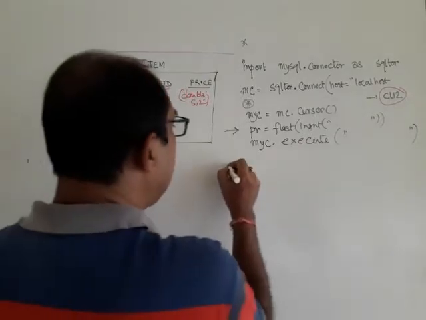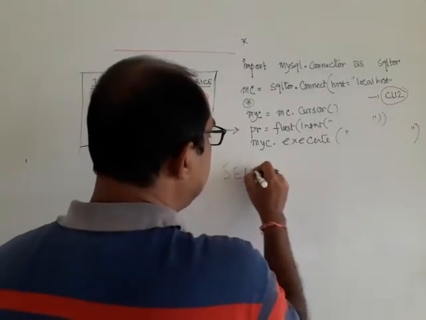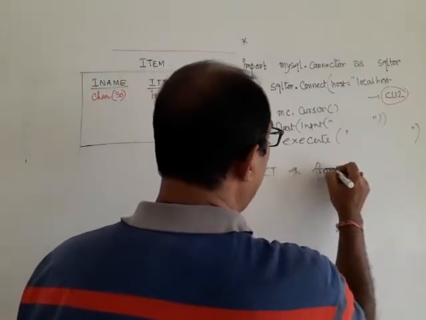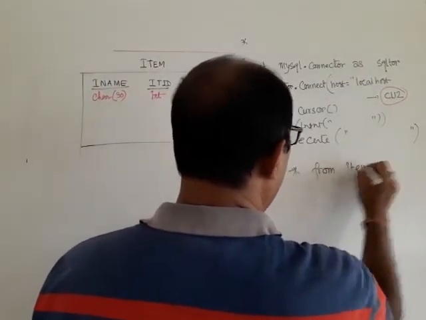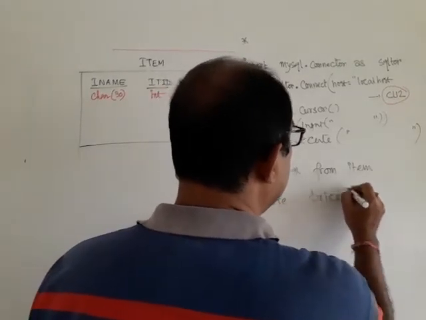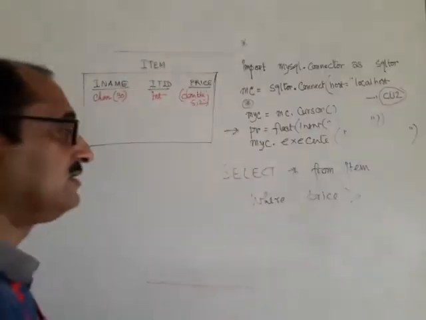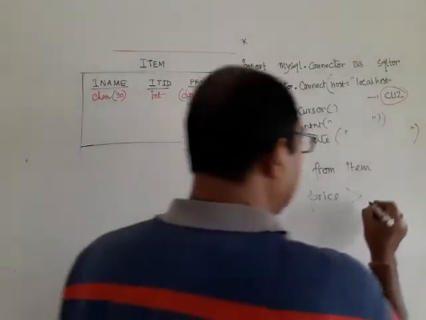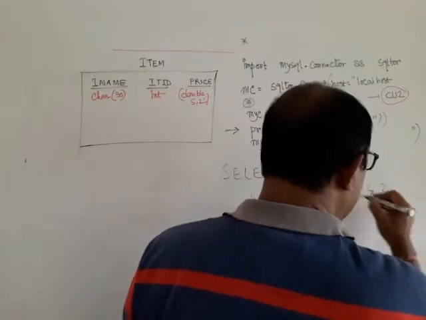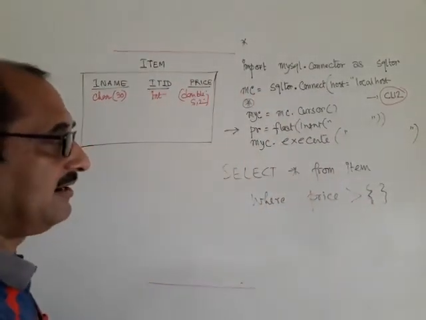Like you had to represent this particular SQL command: select star from item where price is greater than something. Wherever you have to write greater than something, you could have written here, if you want to, a pair of curly brackets like this.